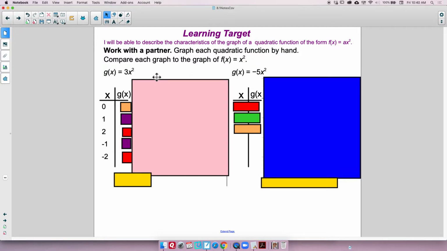So the way we're going to do that at this point is basically just plug numbers in for x. If I plug a 0 in for x, then I get 0 squared times 3, which would be 0. And then you can plot that point. If you plugged 1 in, it would be 1 squared, which is 1 times 3, which is 3. If you plug 2 in, 2 squared is 4 times 3 is 12.